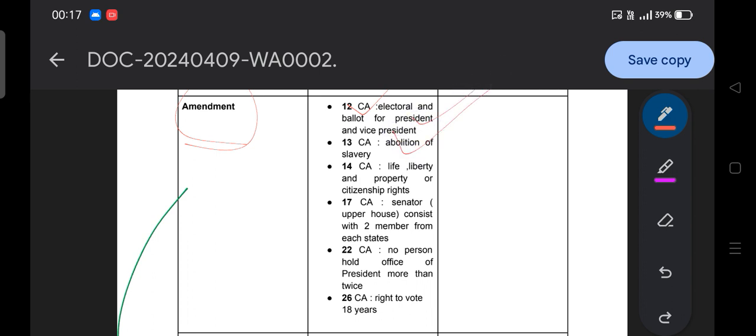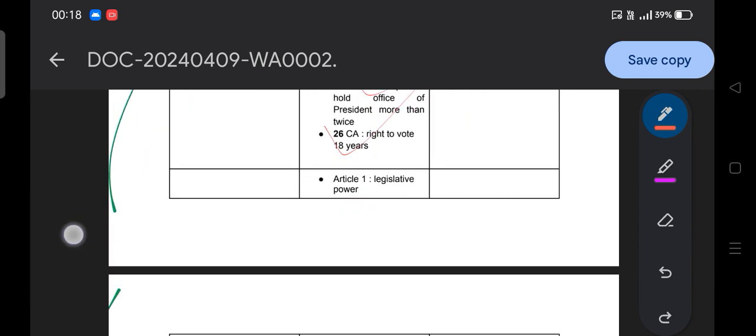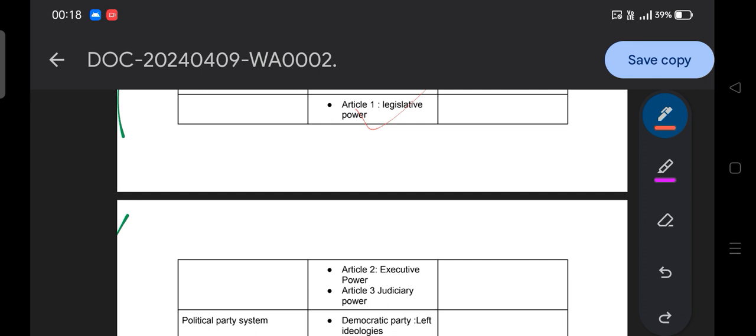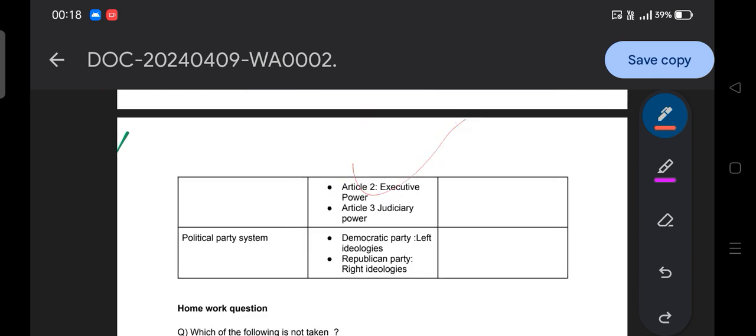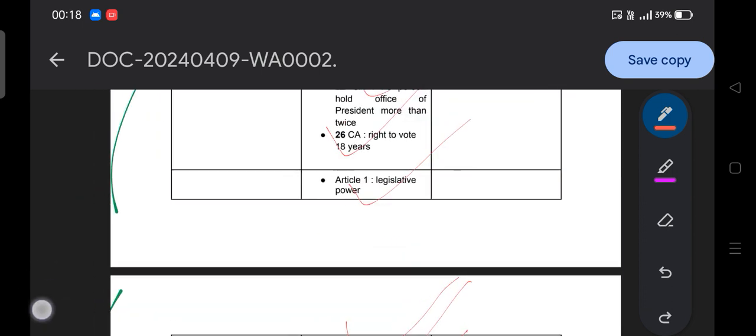13th, abolition of slavery. 14th, life, liberty and property and citizenship rights. 17th, senators of the upper house consist of two members from each state, and 22nd, no person can hold the office of president more than twice, and 26th, right to vote at 18 years. Okay, then Article 1, legislative power, 2, executive power, and 3, judiciary power. And political parties, Democratic Party left ideology, Republican Party right ideology.